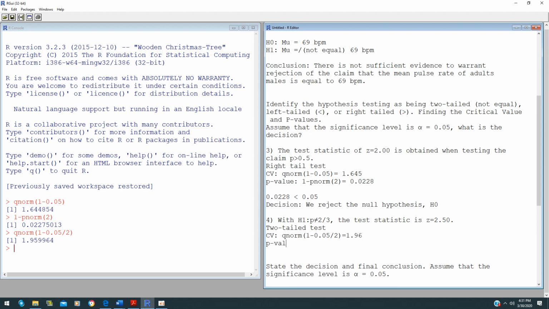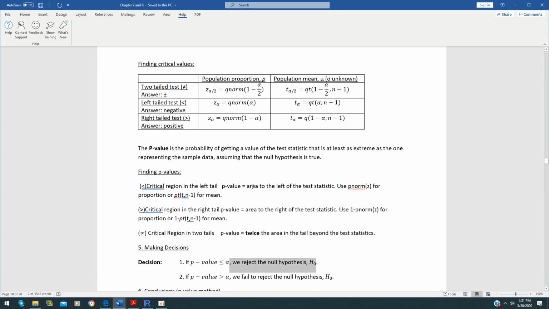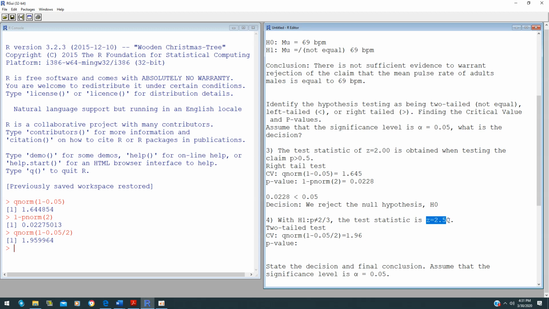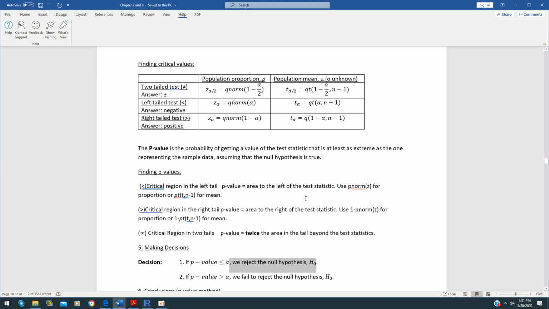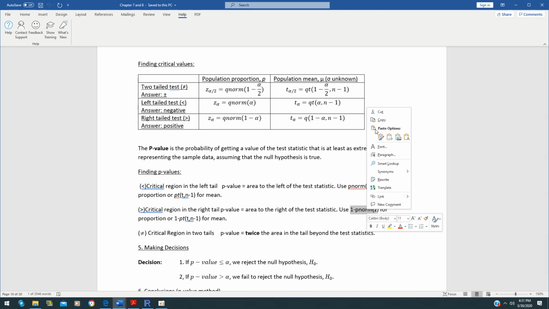Next, you have to find the p-value. So in order for you to figure out the p-value, again, we refer back to your notes. Since this is a two-tailed test, you have to take twice the area of this test statistic. So if you look at this, the z-score that we have is 2.5, which is positive. That means we're going to use the right tail because our z is positive. If your z is negative, then we will use the left tail. And since this is a proportion, we'll also be using 1 minus pnorm of z in this case.